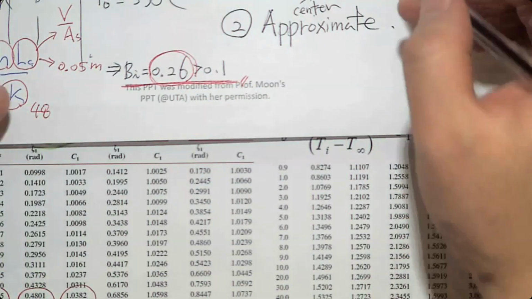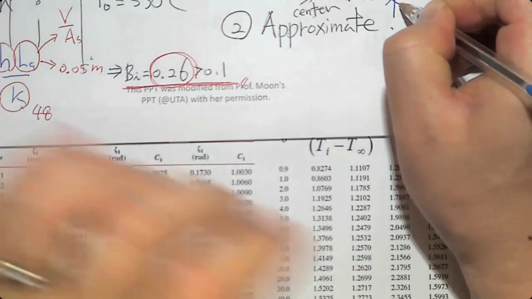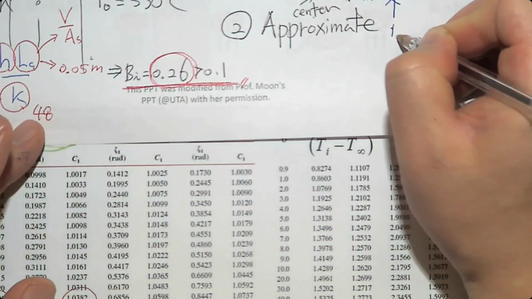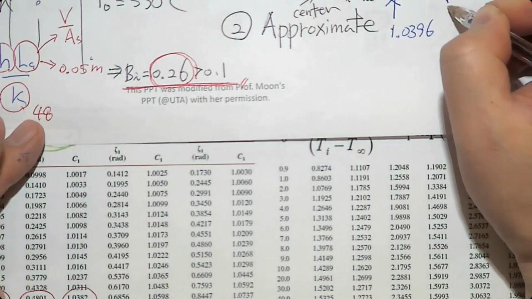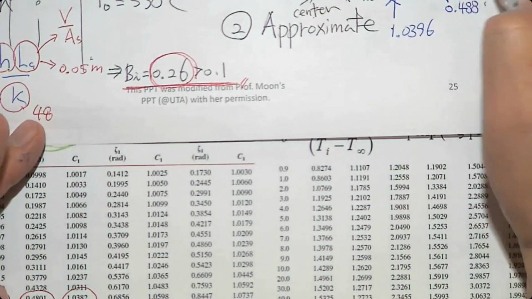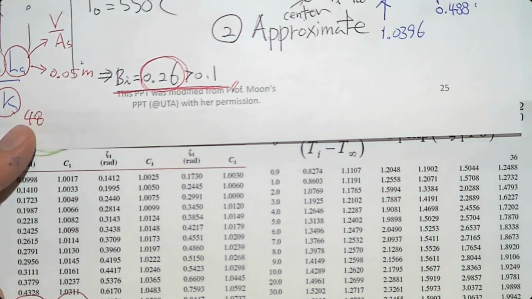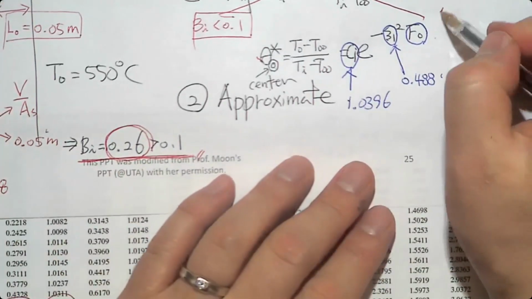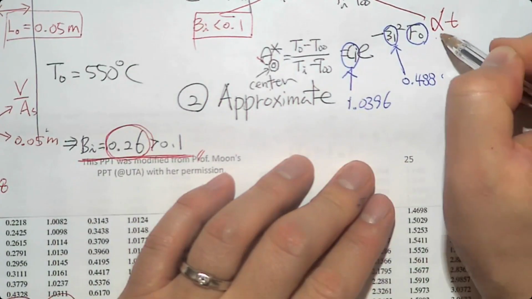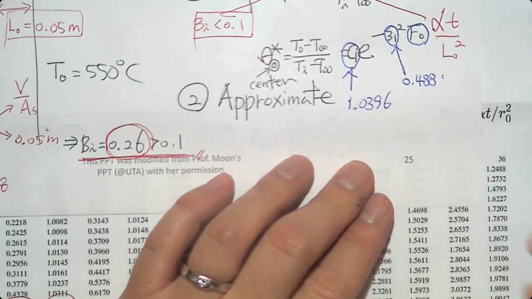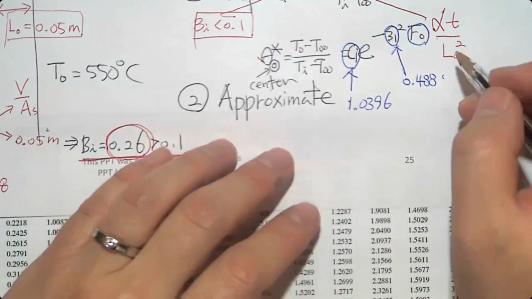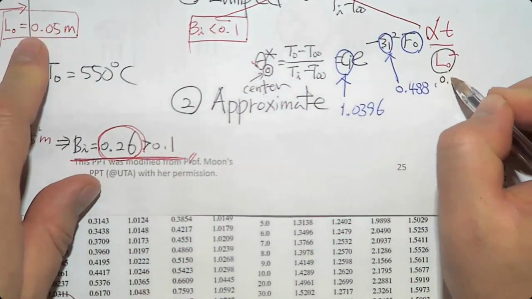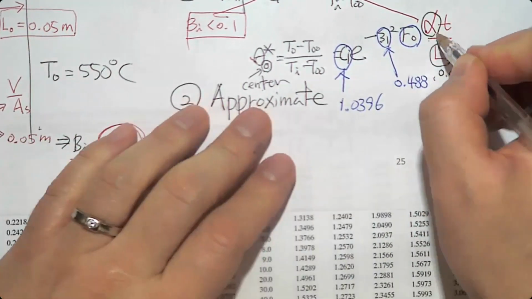Anyway, if you do, we get C1. I have the number. C1 is 1.0396. We have zeta 1, 0.488. What about Fourier number? Fourier number is alpha times t over characteristic length square. And what is the characteristic length? 0.05. Alpha can be found from here.